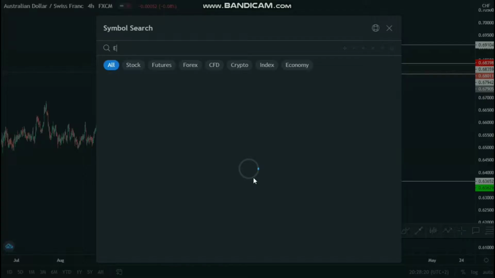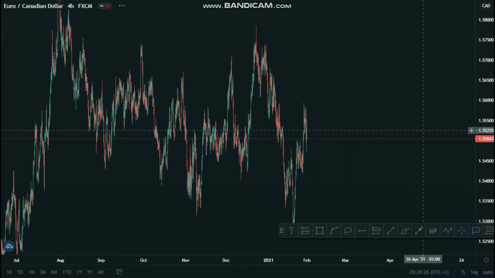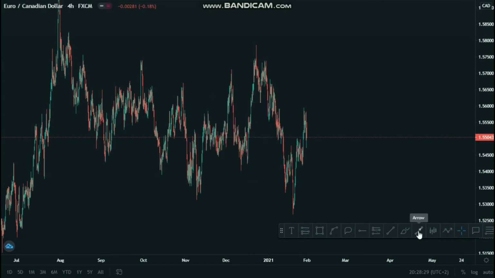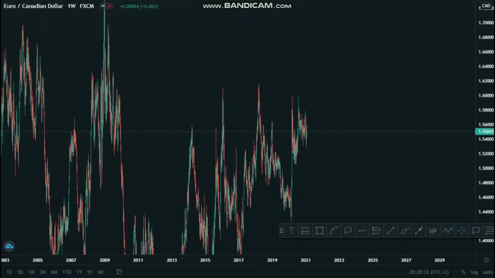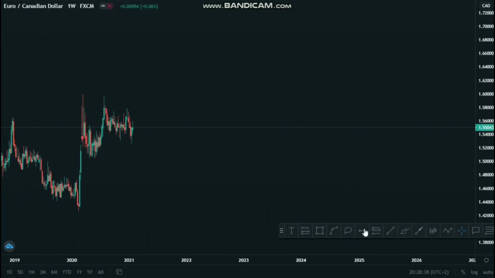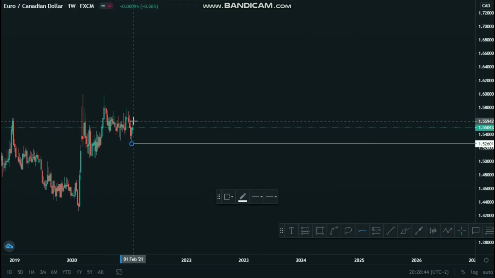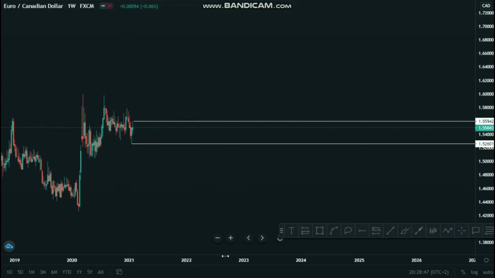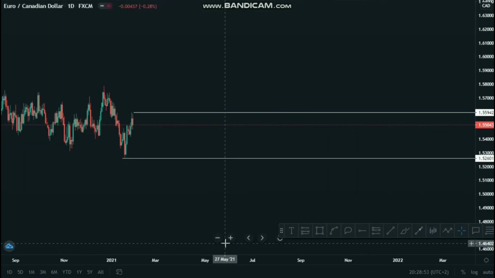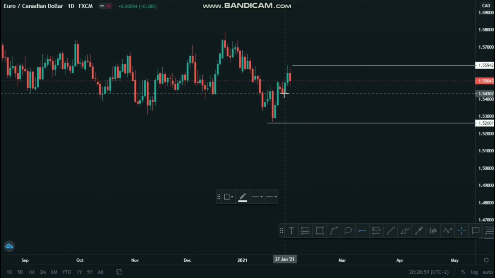Let's go to our next pair, which is Euro CAD. On Euro CAD, we're going to start on the weekly time frame like we started with other pairs. On the weekly time frame, we identify our major support and our major resistance on the current market price. Our major support is this one, and our major resistance is this one right here. And then we dive into the daily time frame in order to identify our sub support or our sub resistance. In this case, we have this price as our sub support. We don't have a sub resistance.